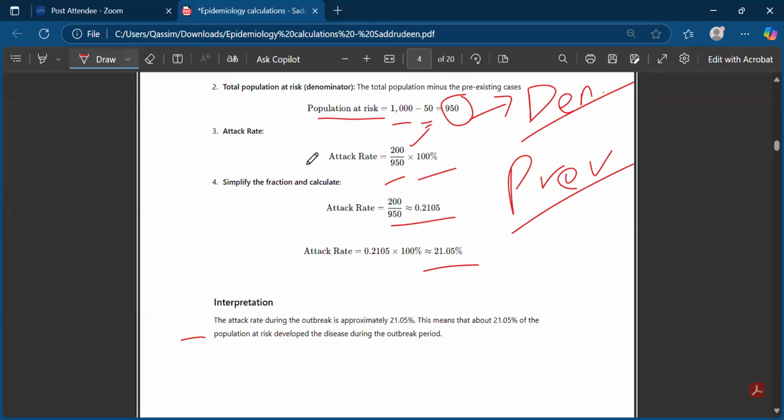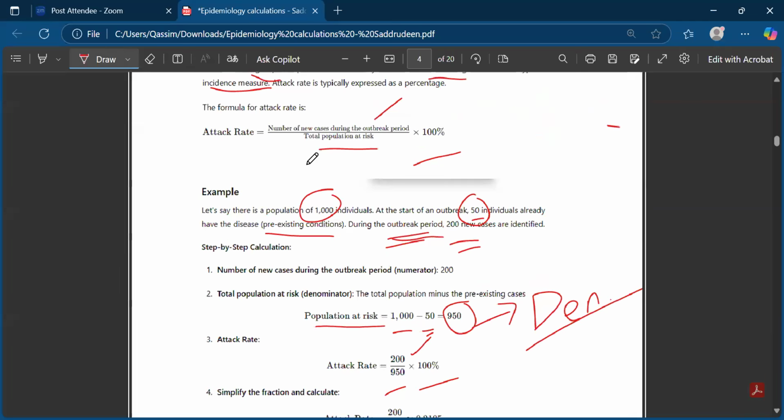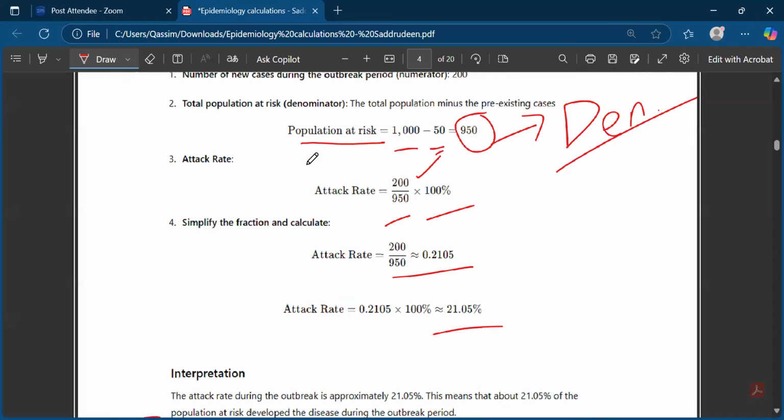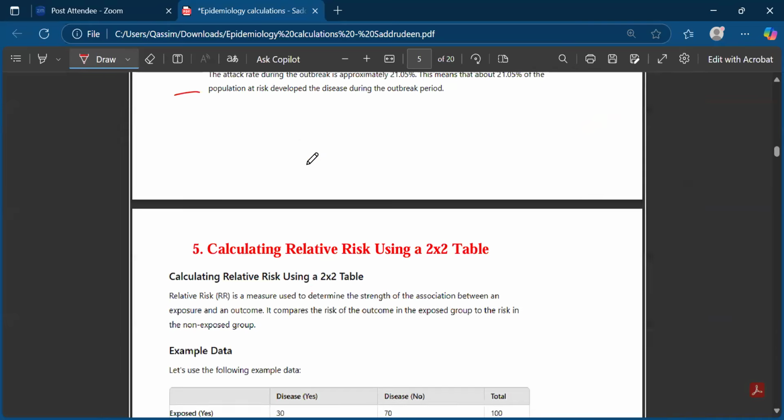And then we've seen now how to calculate the attack rate, and the attack rate is just similar to the cumulative incidence. The same formula. The population at risk, okay? You can see here, the number of new cases over the population at risk. So with that in mind, now we can come here.